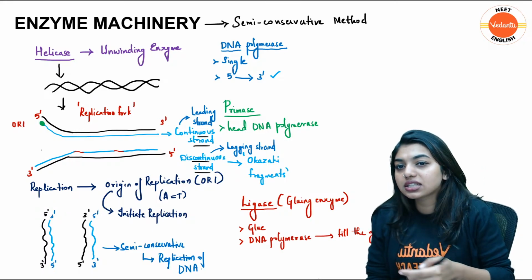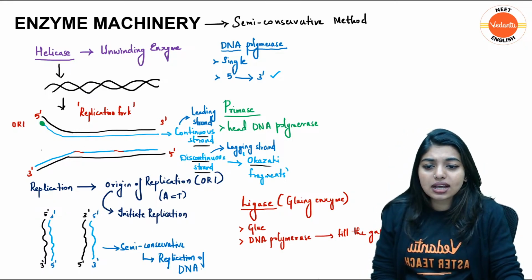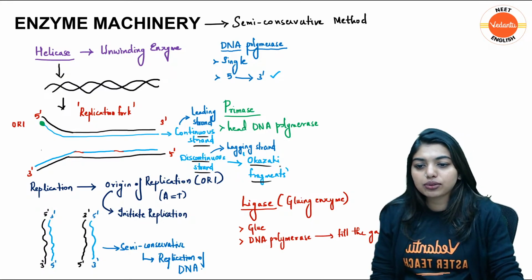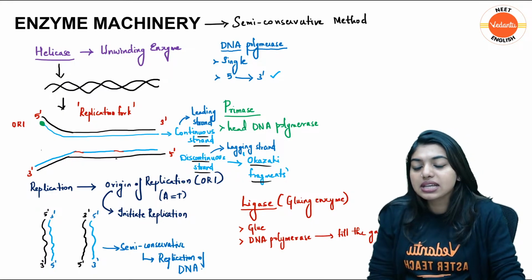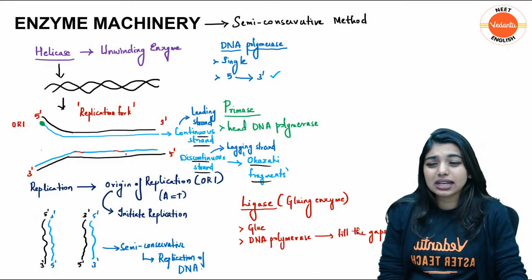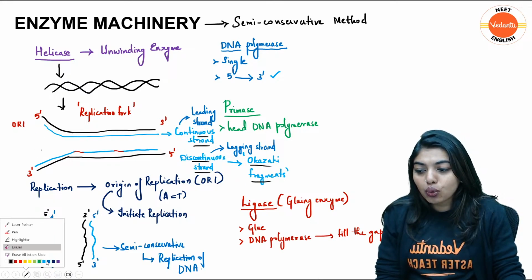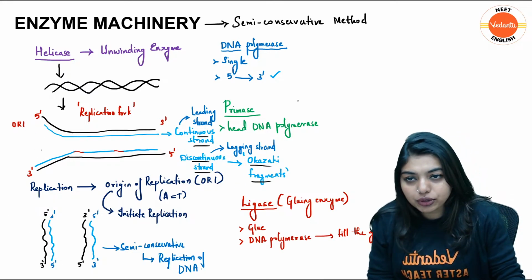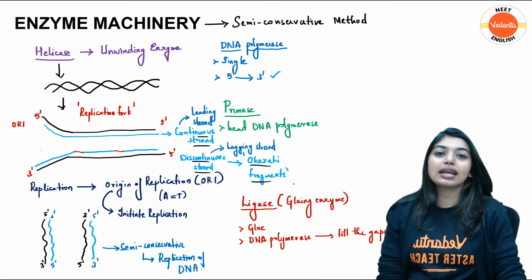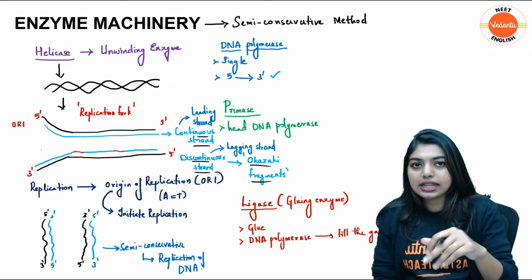And because of this discontinuous pattern, what will happen? We call these Okazaki fragments. The person who found it is Okazaki. And after one point, DNA polymerase will be like, come on, I don't want this primer's help. Just throw the primer out. So we will remove all the primer from both the strands. And we will glue all of this together with the help of ligase. Ligase is gluing, but new nucleotides are formed by DNA polymerase itself.